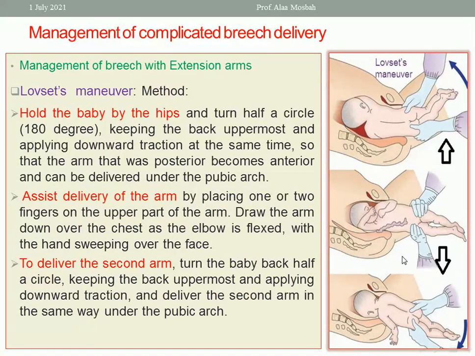And always remember to keep the back upward. Always during the rotation, you should keep the back anterior. During bringing down the arm, we bring the hand smoothly in front of the chest of the baby, smoothly and gently, so as not to cause friction.